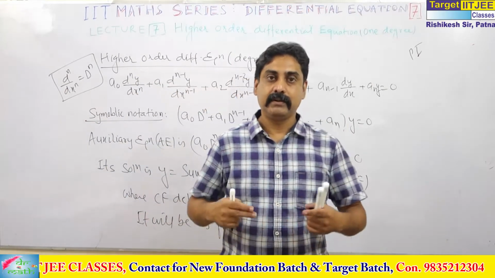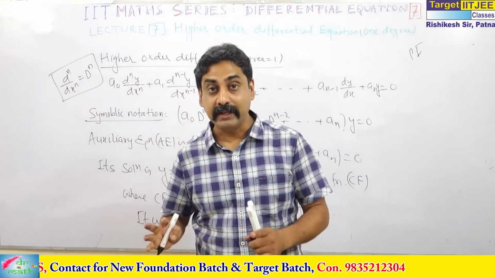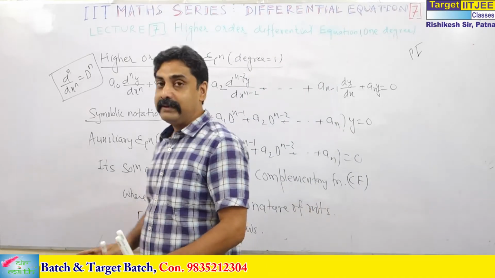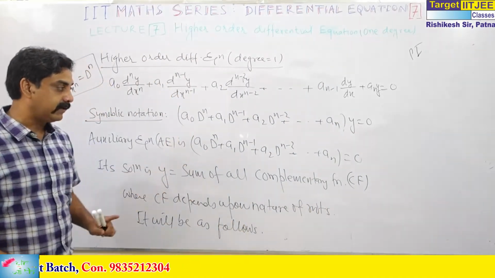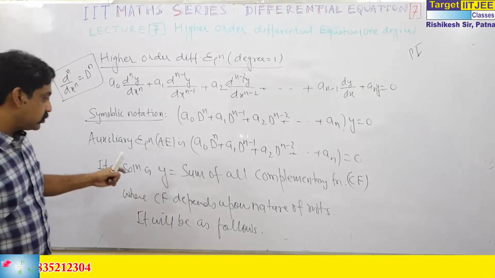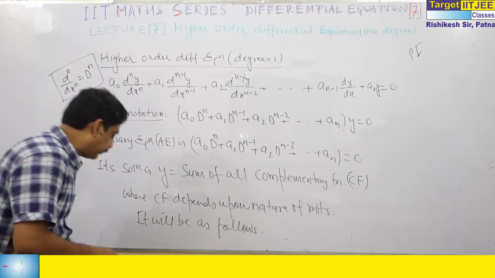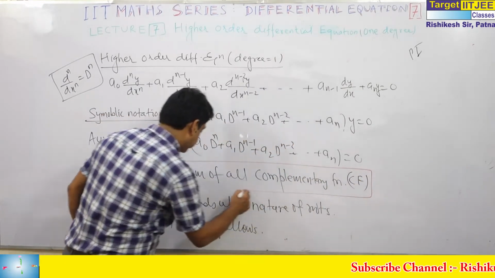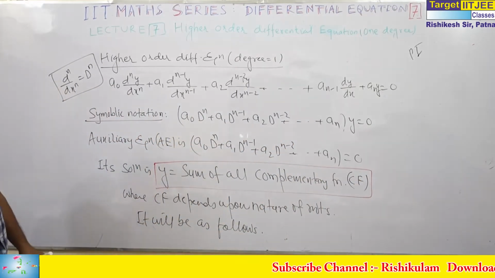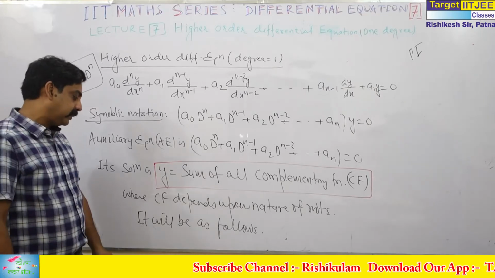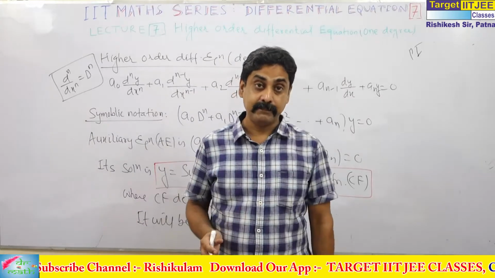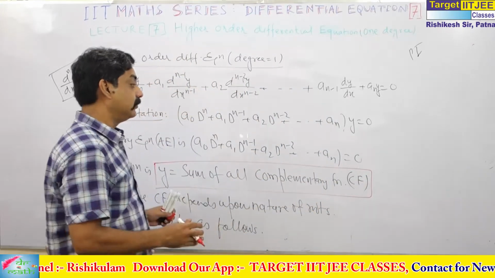This is the equation. If an integrating factor exists, this is the integrating factor, but here it is not an integrating factor. Here we have the auxiliary equation and complementary function. So the solution is y equal to the sum of all complementary functions, where the complementary function depends upon the nature of roots. Means roots are real equal, real unequal, imaginary. And you have to learn that table.